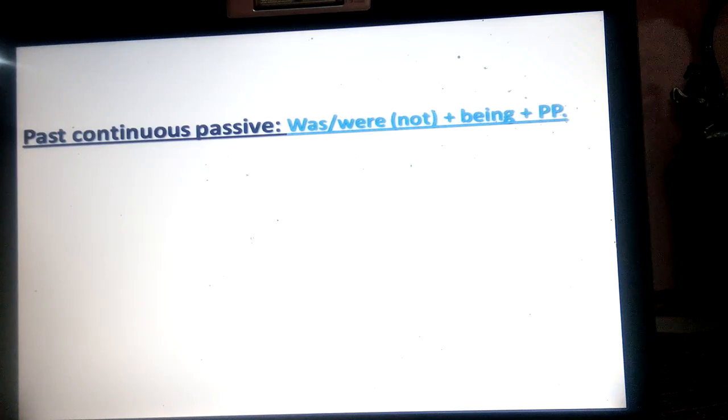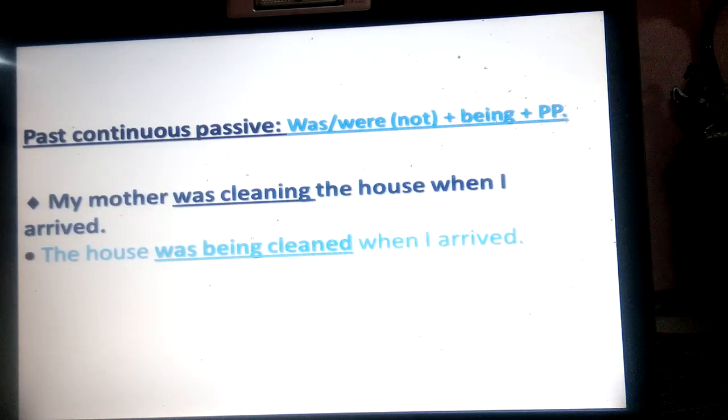And past continuous passive: was or were, being and past participle, and if we have negative we'll use was or were not, being plus past participle. Example: My mother was cleaning the house when I arrived. The verb of the past continuous was cleaning.